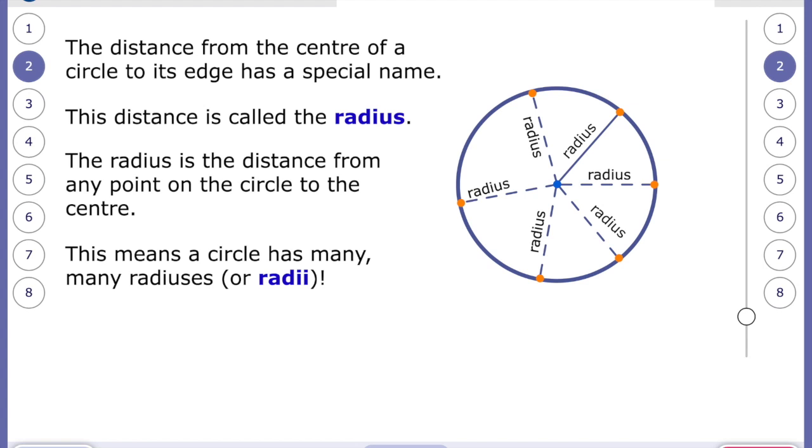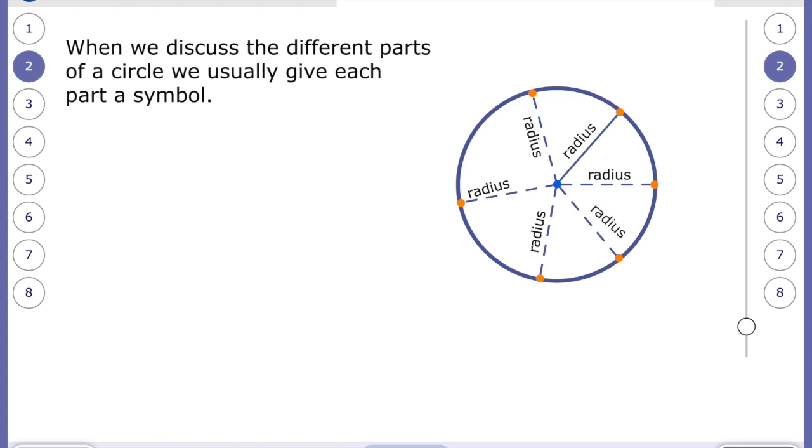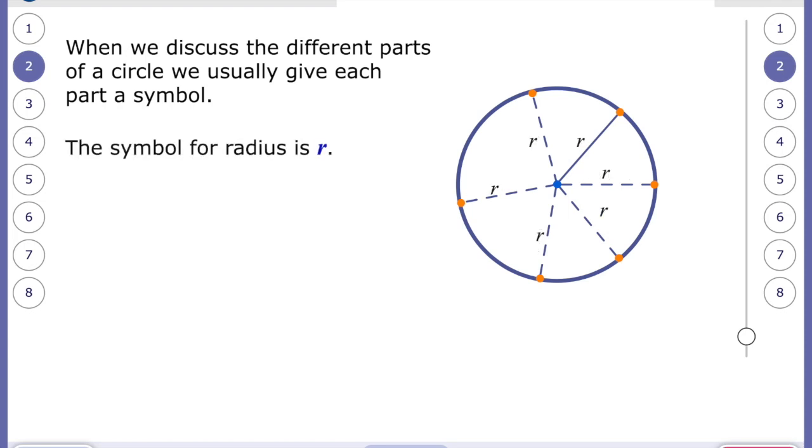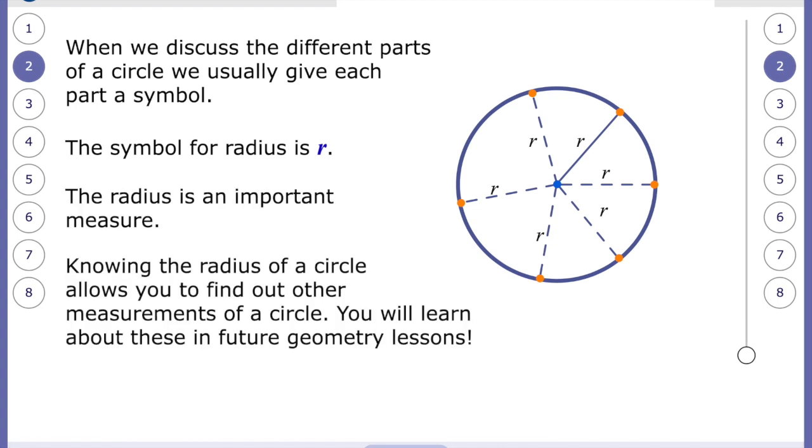This means a circle has many, many radiuses, or radii. When we discuss different parts of a circle, we usually give each part a symbol, and the symbol for radius is r, as you can see on the diagram, and it is an important measure. Knowing the radius of the circle allows you to find out other measurements, and you'll find this out more in future geometry lessons.